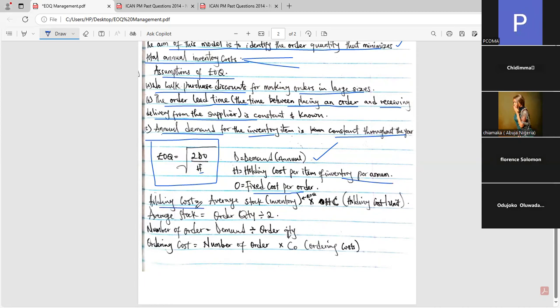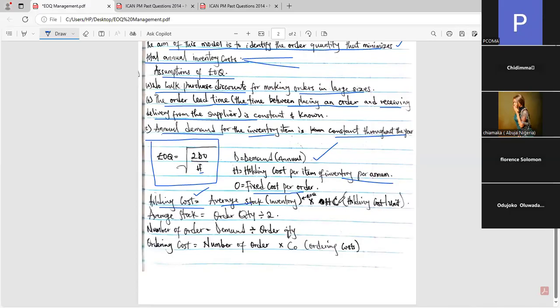Now, what is holding cost? All these things have their individual formulas. In case I tell you to determine what holding cost would be for this company, that is to say the amount it will cost them to keep inventory in their warehouse, the formula is average stock multiplied by holding cost per unit. They must always give you holding cost per unit.